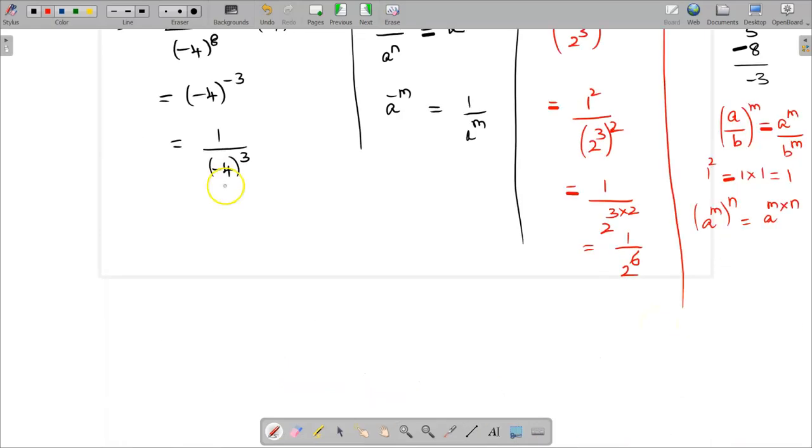So we are not simplifying the denominator term. Otherwise we would have to simplify this also, but here they are not asking us to find the final value, right?